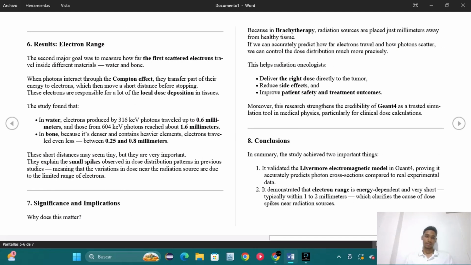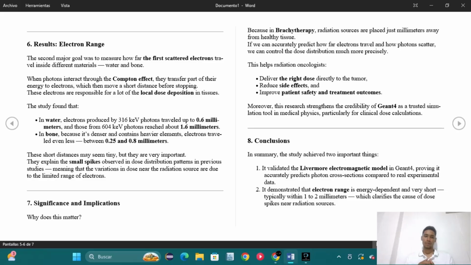Six. Results: electron range. The second measure was how the scattered electrons travel inside different materials. When photons interact through the Compton effect, they transfer part of their energy to electrons, which then move a short distance before stopping. These electrons are responsible for a lot of the local dose deposition in the tissue.